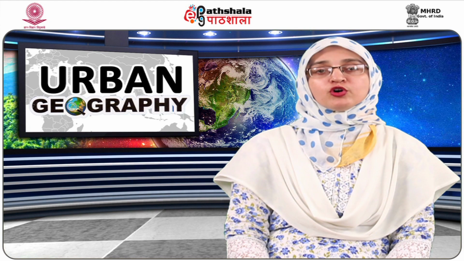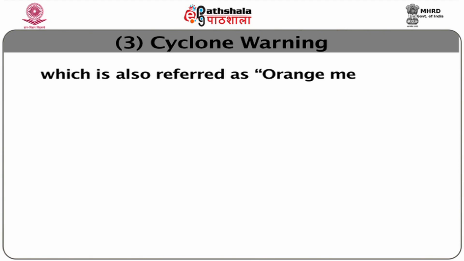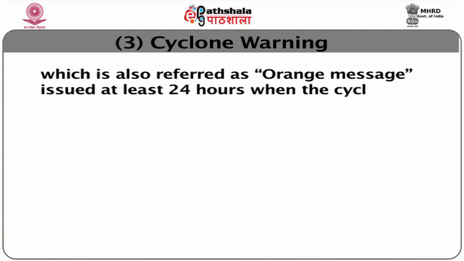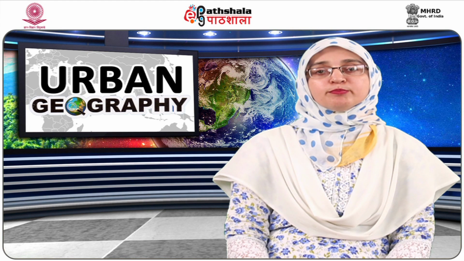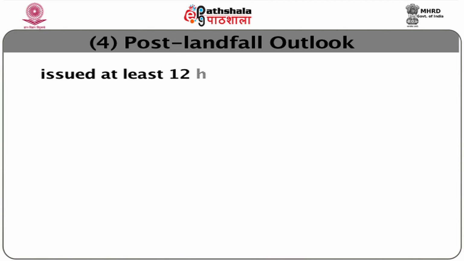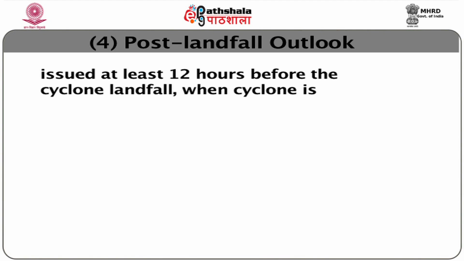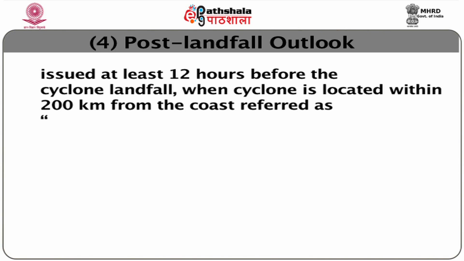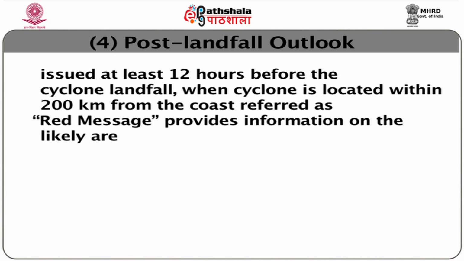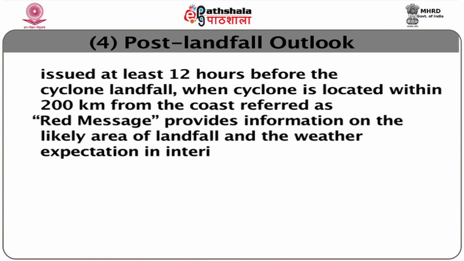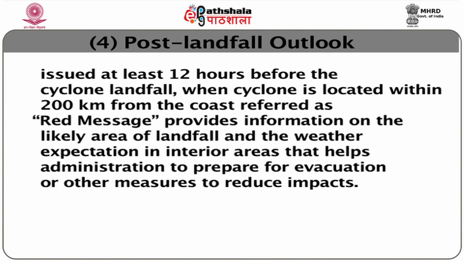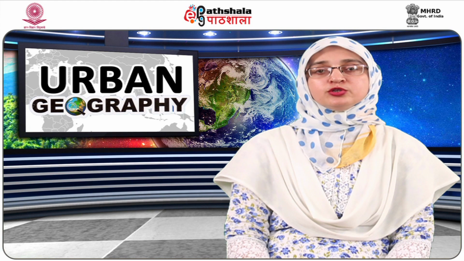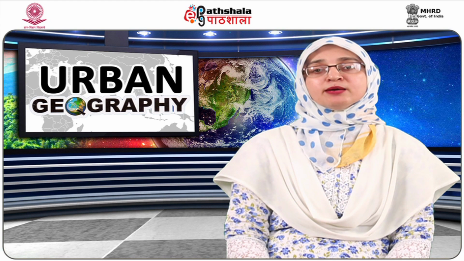Number 3, cyclone warning, which is also referred to as orange message, issued at least 24 hours before, when the cyclone is located within 500 km from the coast. Number 4, post landfall outlook, issued at least 12 hours before the cyclone landfall when the cyclone is located within 200 km from the coast, referred to as red message. It provides information on the likely area of landfall and the weather expectation in interior areas that helps administration to prepare for evacuation or other measures to reduce impacts. This nomenclature is used in all the warnings issued by IMD.